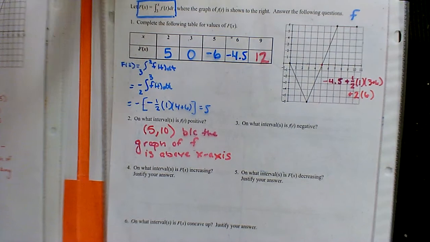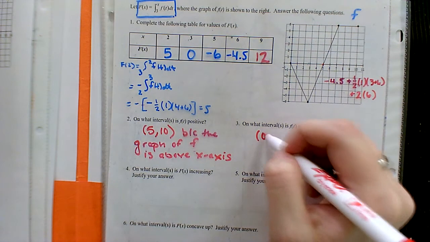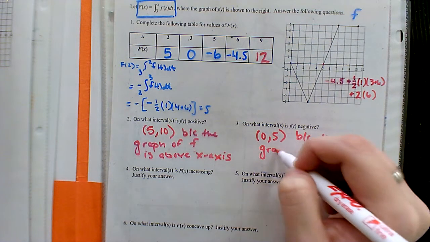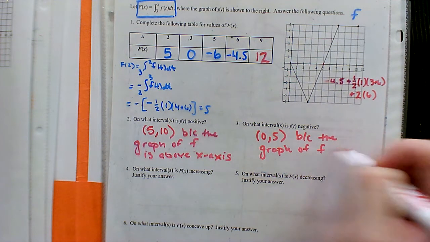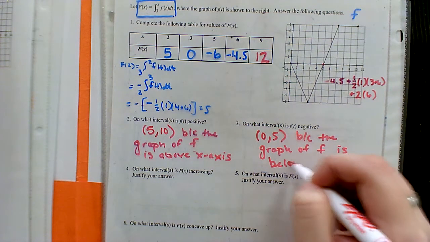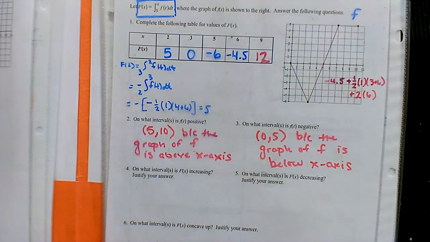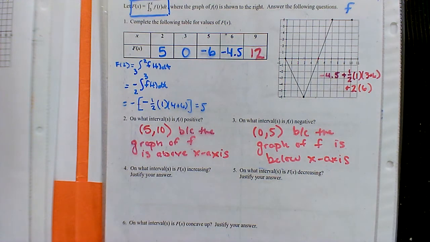Zero to 5, why? Because the graph of f is below the x-axis. Perfect. So those two are kind of simple because we just had to look at the graph. It was the graph of f. They were asking us about f, so we could just analyze it at face value.